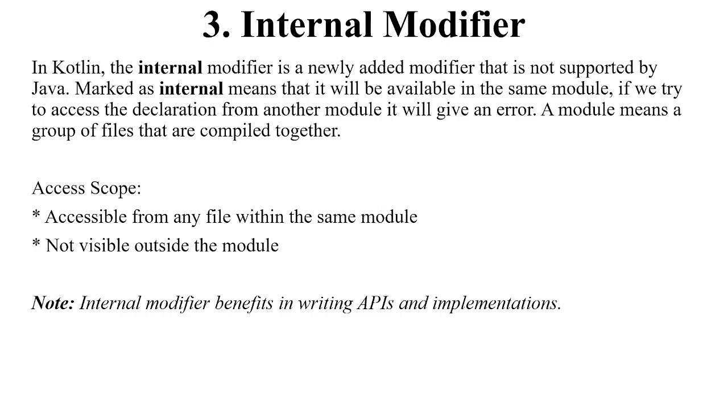The third one is the internal modifier. Internal is a newly added modifier that is not supported by Java. Something marked as internal means that it will be available in the same module. If we try to access the declaration from another module, it will give a compile time error. Its accessibility scope is within the same module and not visible outside of the module. The internal modifier benefits in writing an API and its implementation.